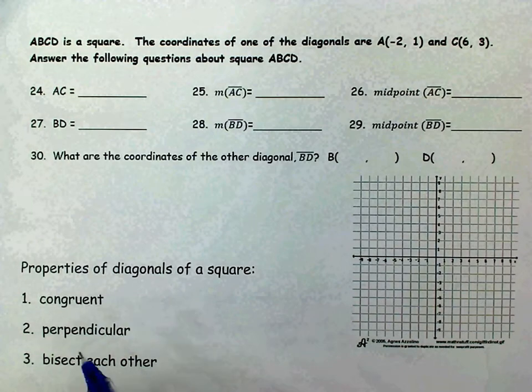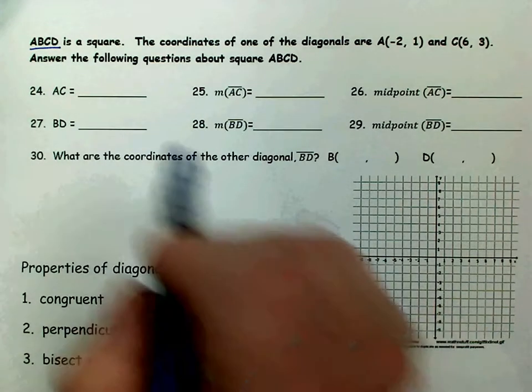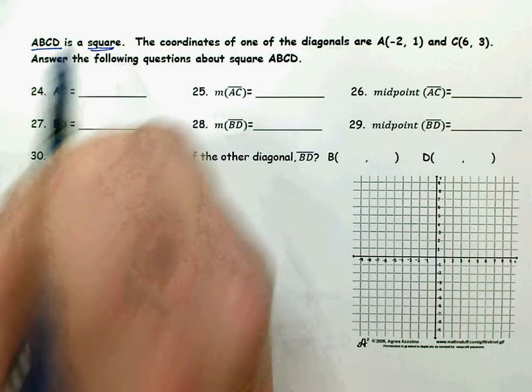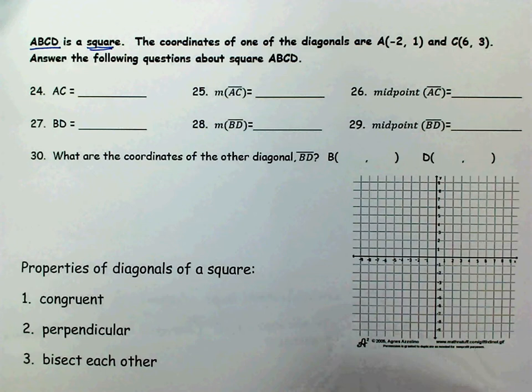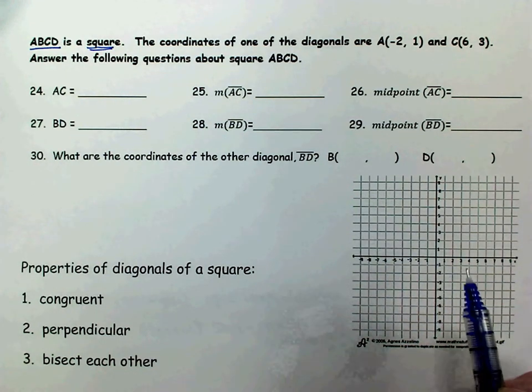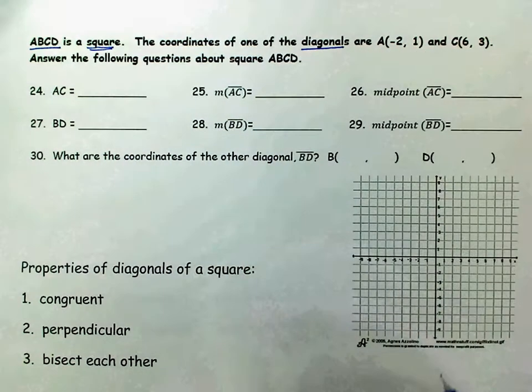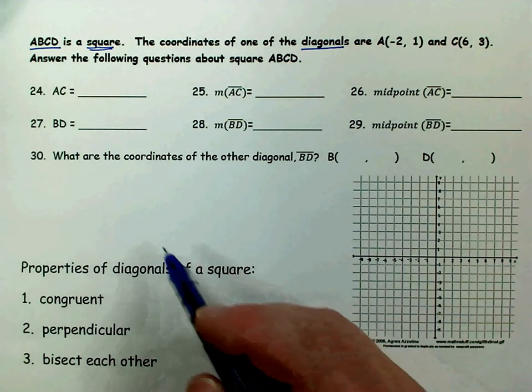For numbers 24 through 30, we are told that we have a figure called ABCD and that it is a square. Now, squares have 10 properties that we know about their sides, angles, and diagonals. But since we're given the coordinates of one of the diagonals, we're only using the properties that have to do with the diagonals of a square.